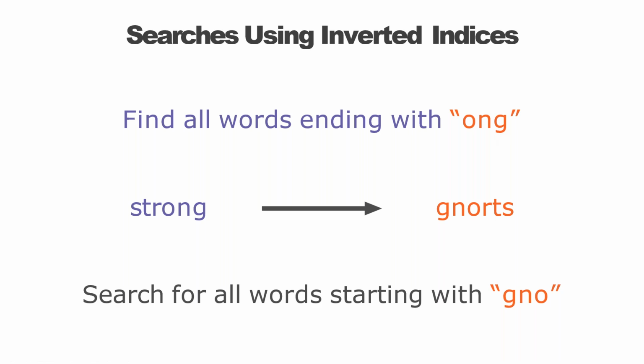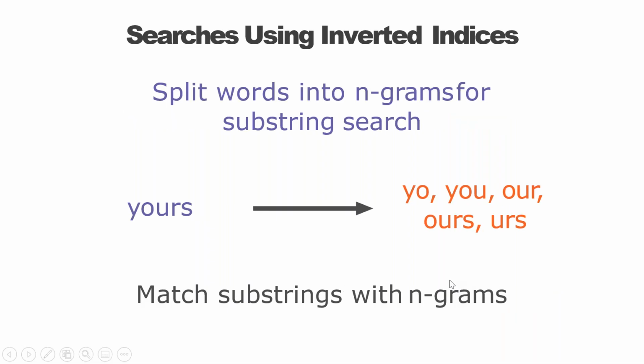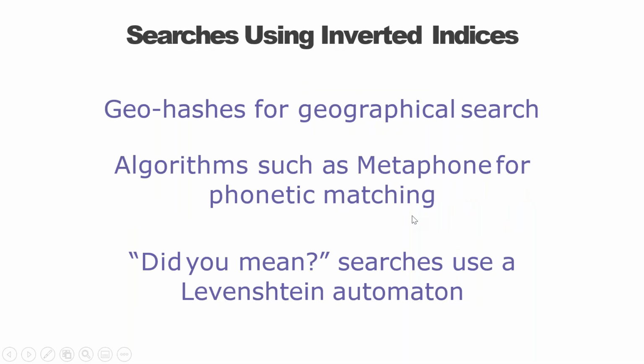So searching for all words starting with "gno" is also possible. Now you can see here it's splitting the word, which also improves searches. Split words into n-grams for substring searches. For example, when you search for "yours", you may get a document with "yo", "you", "are", "ours", "yours". So substring search with n-grams is also possible.